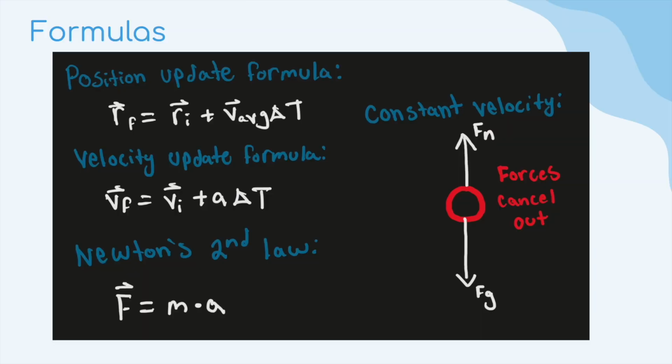Some formulas that we're going to need for the experiment are the position update formula, which is position final equals position initial plus v average times delta t. This is what I used to find v average, because I already knew the change in time and the initial and final position. This helps with the velocity update formula, which helped me find the final velocity of the experiment. And then Newton's second law, which I stated before, is force equals mass times acceleration.